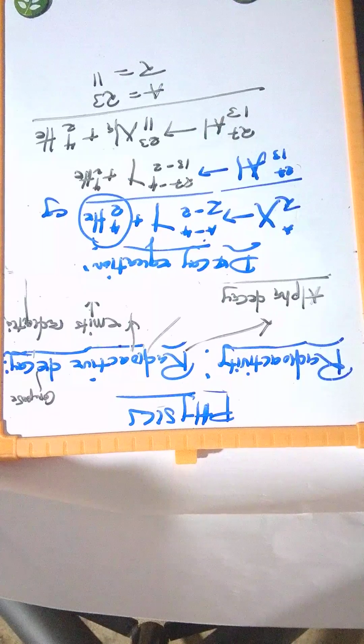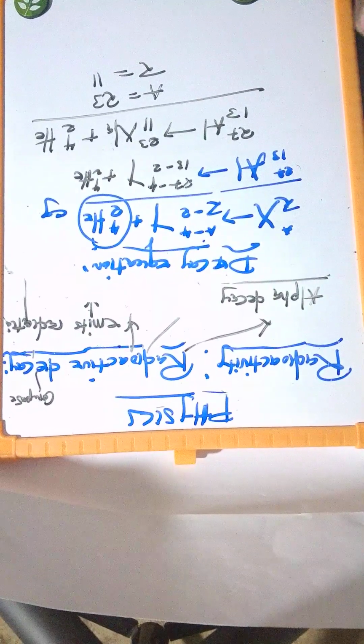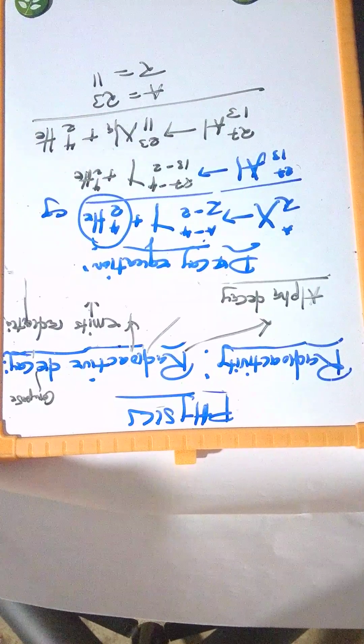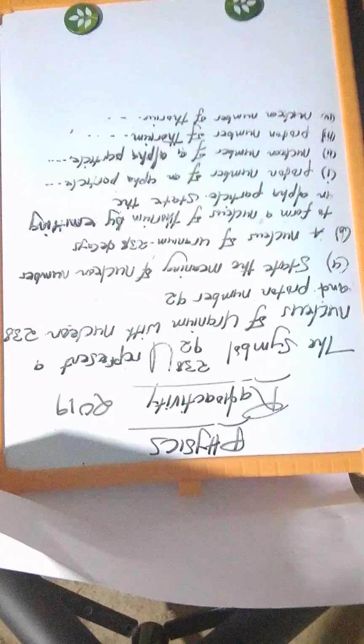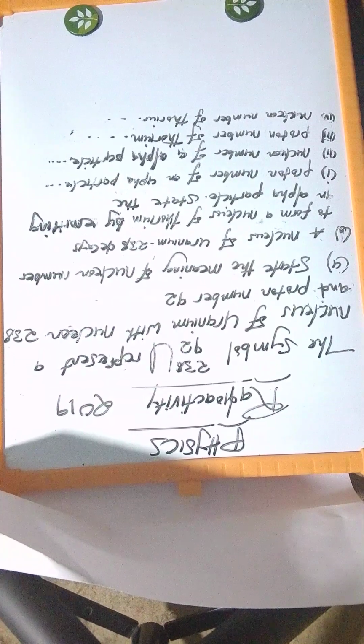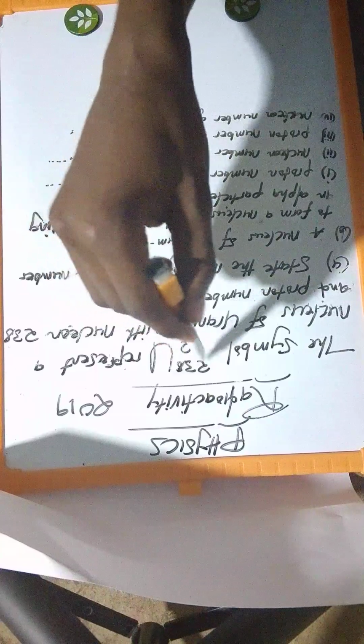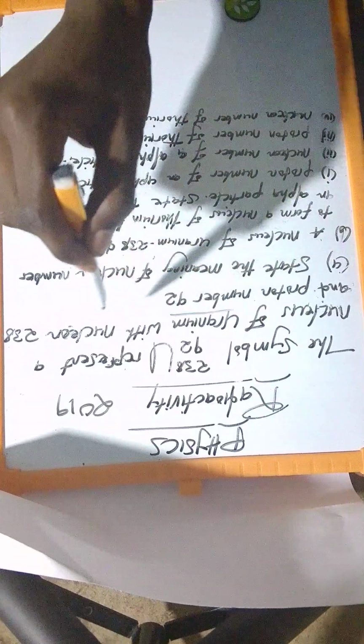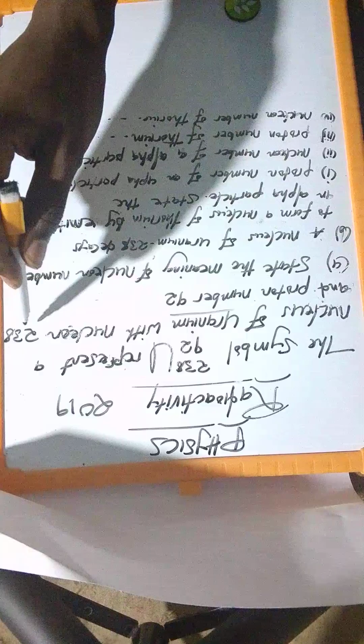So from here, we'll look at one question from the exam, then we see how this part can be applicable in an exam. All right, so this is the question which we have before us. The symbol 238, which is the mass number, and 92, which is the atomic number, represents a nucleus of uranium with nucleon number of 238 and proton number of 92.